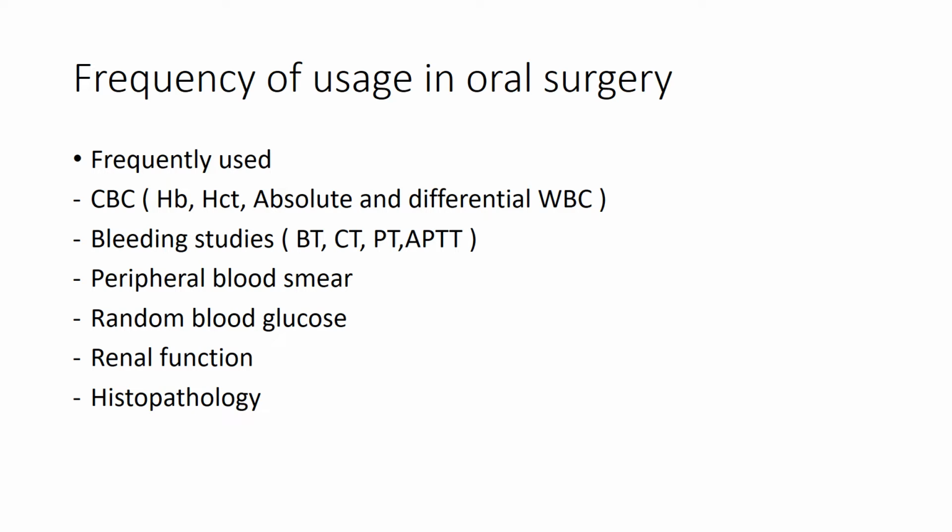So what is the frequency of lab tests used in oral surgery? The most frequently used lab tests in oral surgery are complete blood count, which includes hemoglobin, hematocrit, absolute and differential white blood cell count. The bleeding studies, which include bleeding time, clotting time, prothrombin time, and activated partial thromboplastin time. Peripheral blood smear is also frequently ordered. Random blood sugar or random blood glucose, renal function, and also histopathological tests. So these are the most frequently ordered investigations in oral surgery.